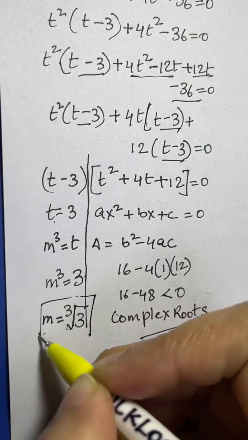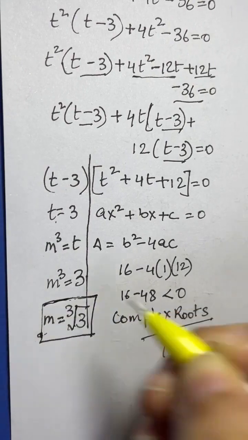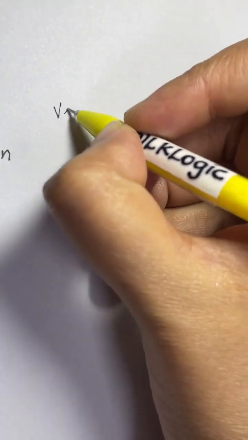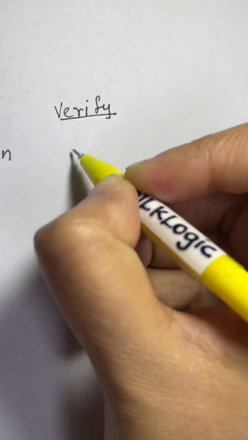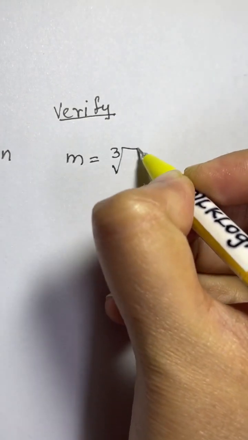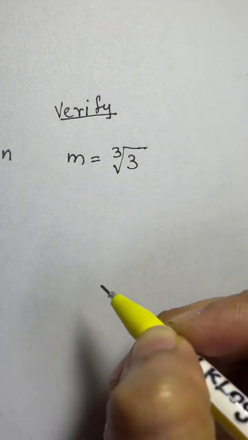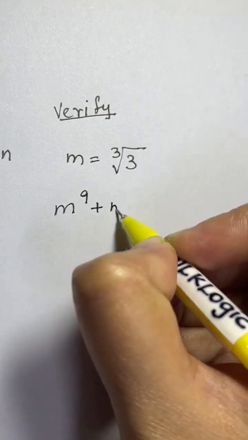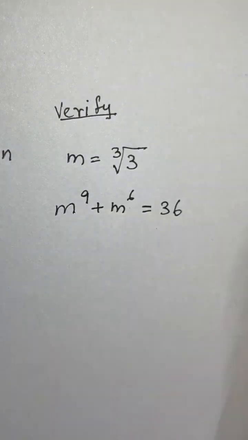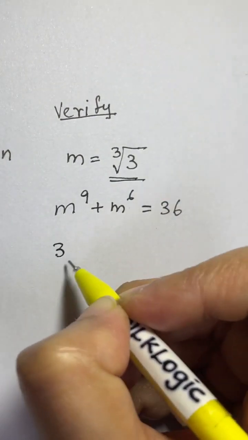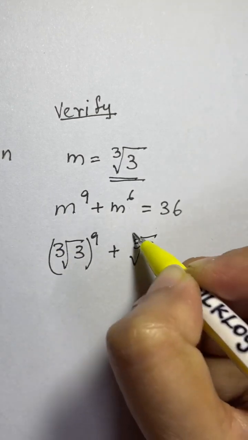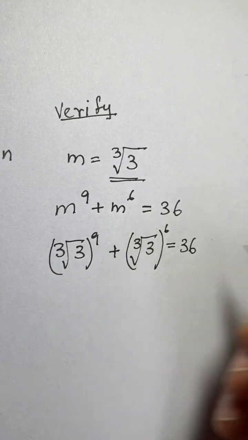Let's see if this is right. Let's verify our answer, whether m is the cube root of 3. So what is our main equation? m to the power of 9 plus m to the power of 6 is equal to 36. Let's substitute m. So you have (cube root of 3) to the power of 9 plus (cube root of 3) to the power of 6 is equal to 36.